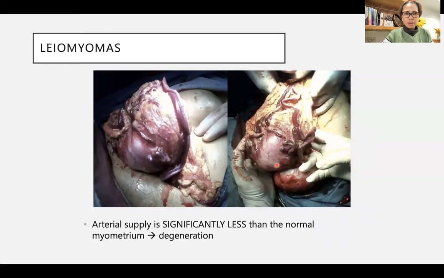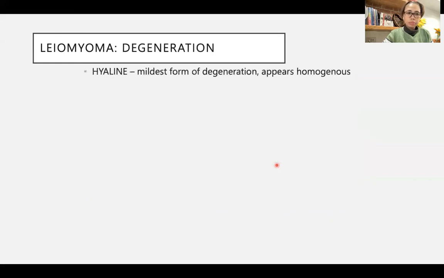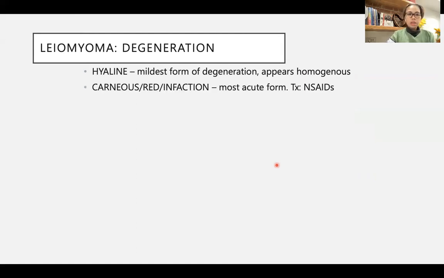However, if the blood supply is lesser than what it supplies, then the myoma undergoes degeneration. Hyaline degeneration is the mildest form of degeneration, and it appears homogeneous, while the carneous, red, or infarcted degeneration is the most acute form. This is painful, and so we can give NSAIDs to our patient.